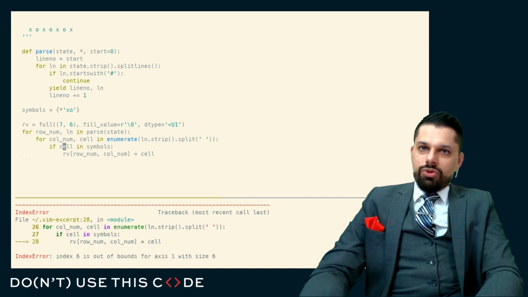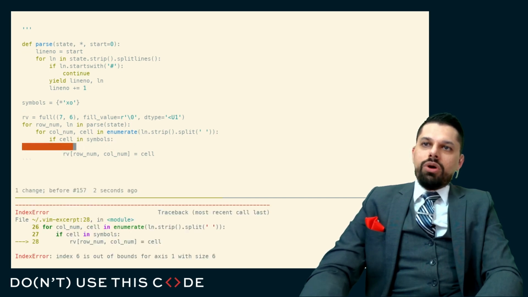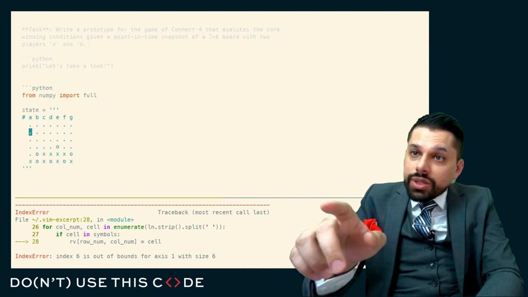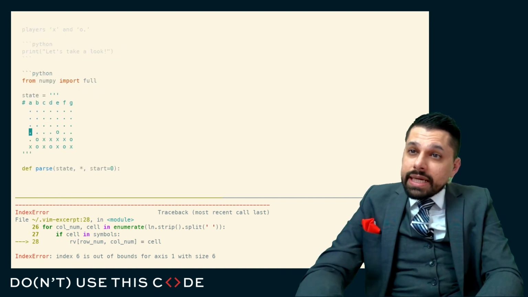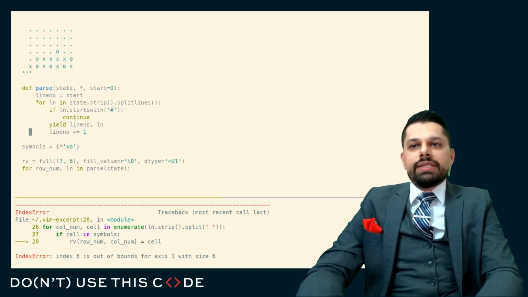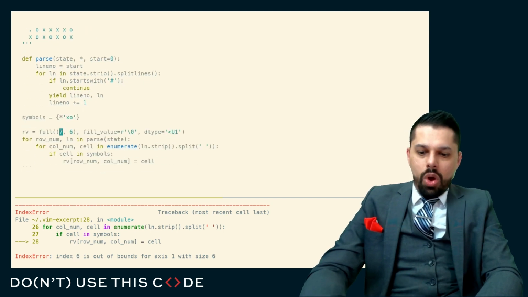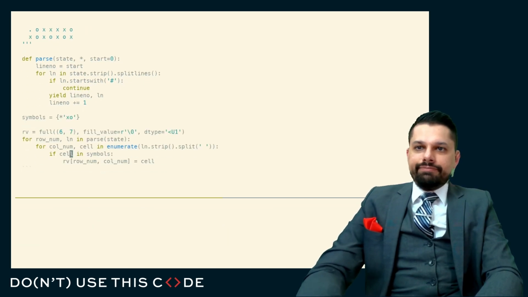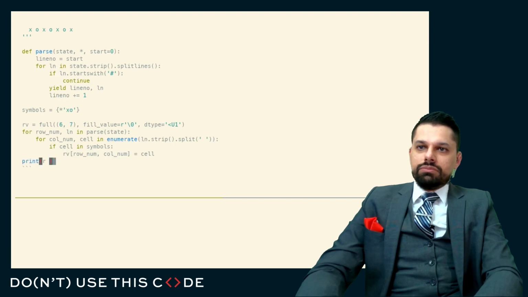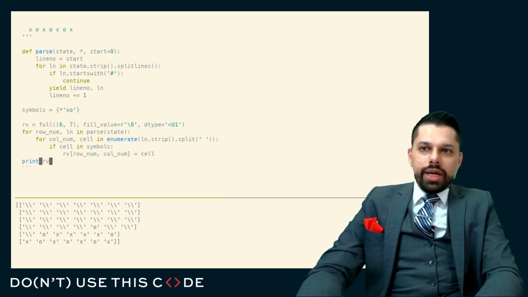And here we go. That's our row number. That's our column number. Let's check to make sure that we didn't do something wrong here. We said this was 7 by 6, so it's actually 6 high and 7 wide. So we swapped these axes. There we go.